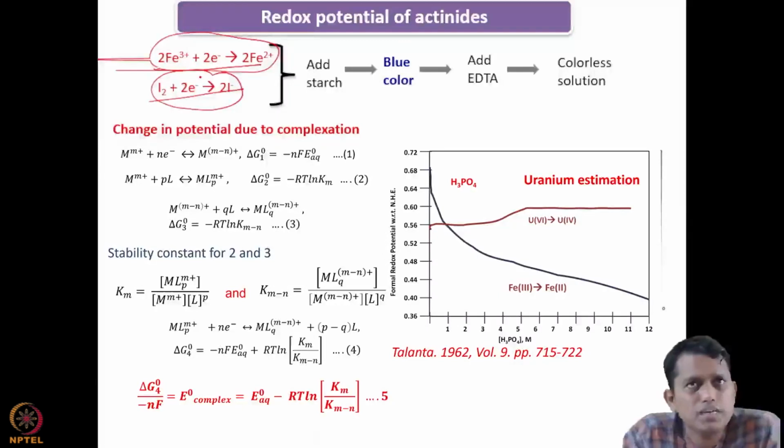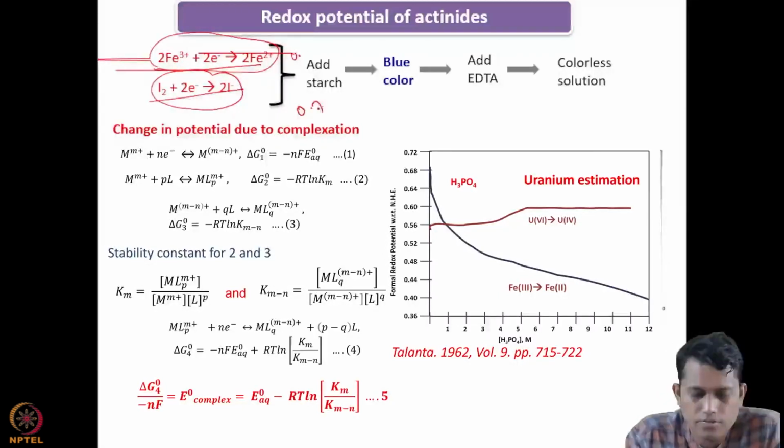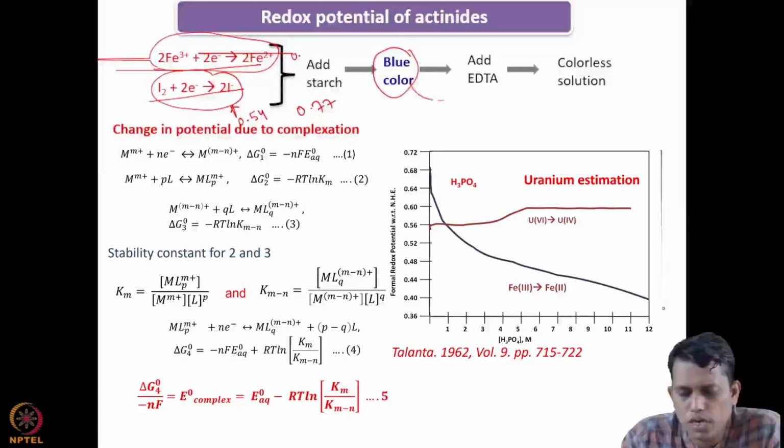the reduction potential of the first one, iron, is 0.77, and the reduction potential of this one is lower, let us say 0.54. So it so happens that iron will get reduced, whereas iodide will be oxidized to iodine, and when you add starch to the iodine, it will make a complex that is blue in color. Now to this blue color you add a few drops of EDTA. Now what will EDTA do? EDTA can complex iron 3 plus and iron 2 plus.